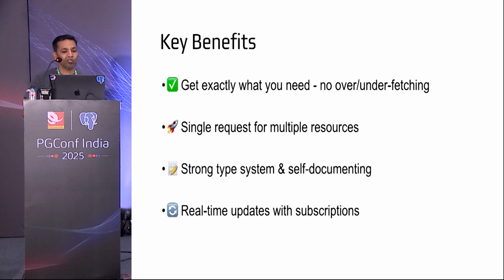GraphQL supports strong typing, which is written in the GraphQL schema definition language. So it is self-documenting. What this means is the developer gets the data type, schema, and queries and mutations in just a single GraphQL endpoint. So they don't have to look anywhere else. It also sends the data updates to all the subscribers in real time.